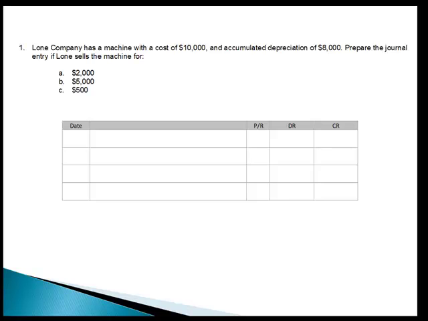So let's prepare the journal entry if Loan sells the machine for $2,000. Okay, so first thing first, record what you know. We know we're selling an asset for $2,000. Okay, so there we have cash, $2,000. Now we need to get rid of the equipment. So let's credit the equipment account for the cost. The equipment's on our books at $10,000, the cost that we bought it for.